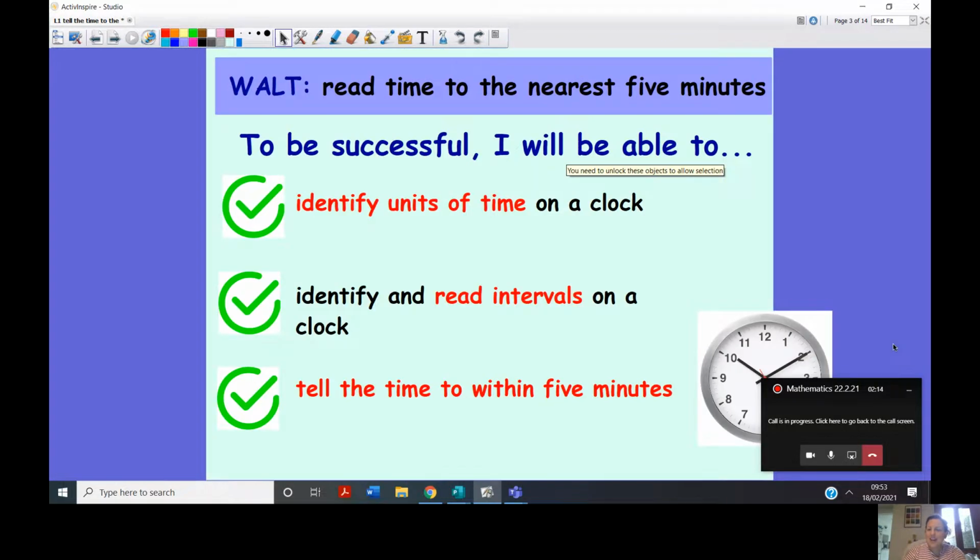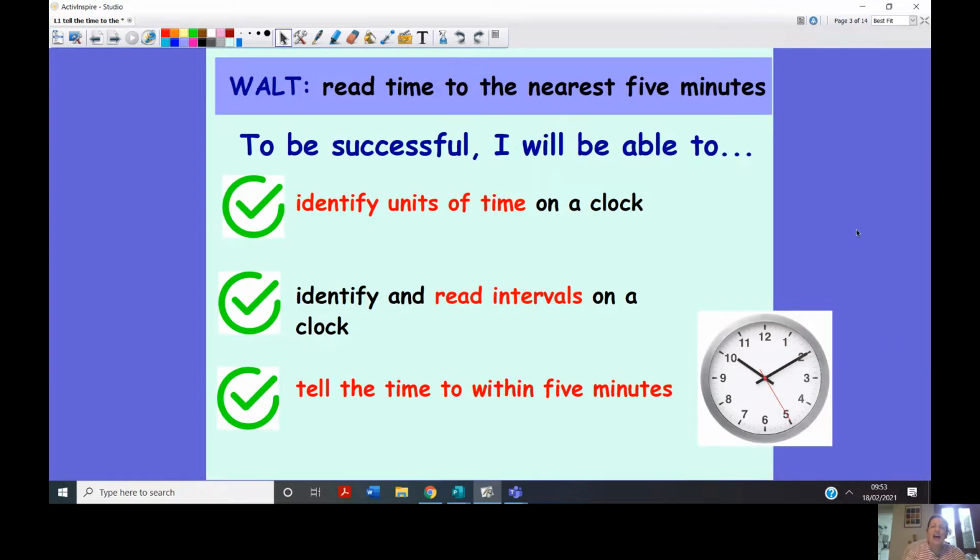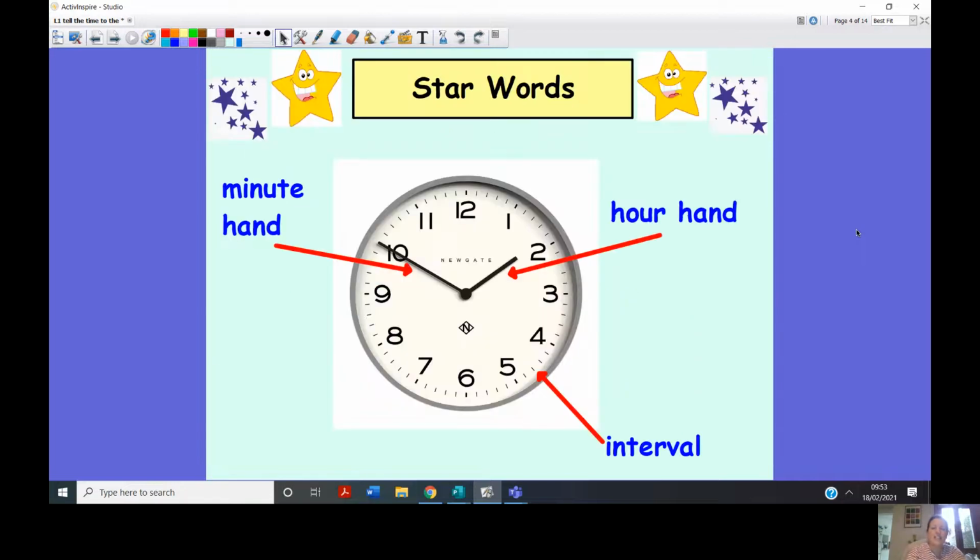There we go. To be successful, we need to identify the units of time on a clock. We need to identify and read intervals on a clock, and you need to tell the time within 5 minutes. Let's look at these key words, these star words. So my turn, your turn. Minute hand, hour hand, interval.